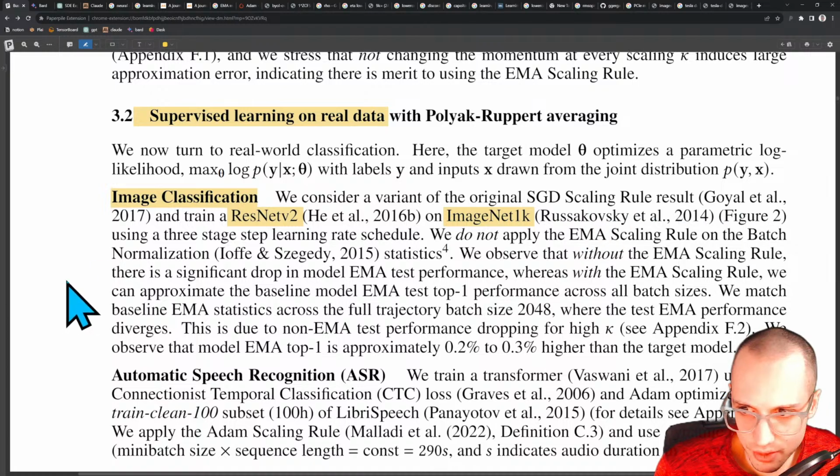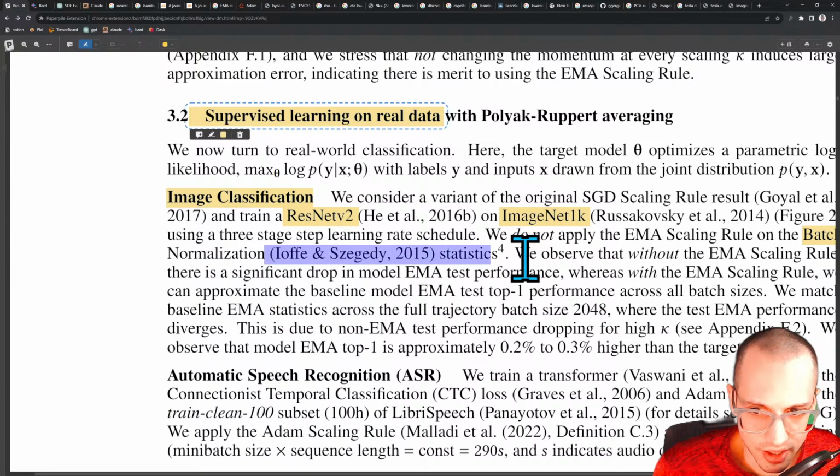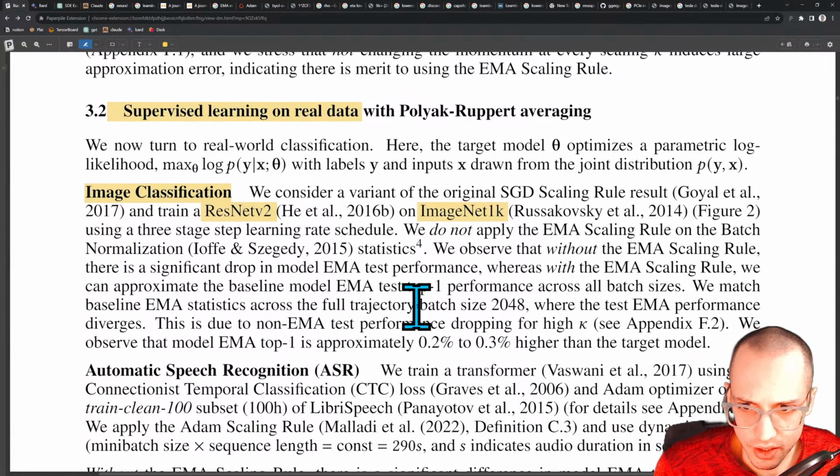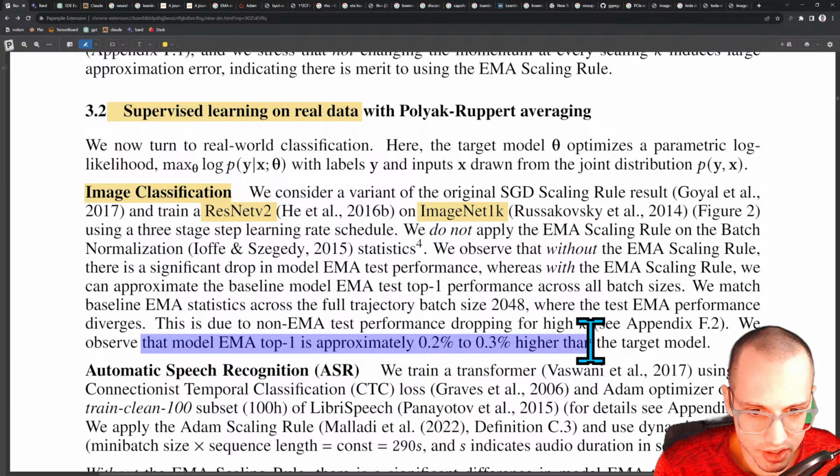Do not apply the EMA scaling rule on batch normalization. Batch normalization means you're normalizing every single batch based on the values in the batch statistics. We observe that without EMA scaling, there's a significant drop in EMA test performance, whereas with the EMA scaling rule, we can approximate the baseline model EMA test top 1 performance across all batch sizes. Blah, blah, blah, due to a non-EMA performance dropping for high K. That model EMA top 1 is approximately 0.2, 0.3 higher than the target model.